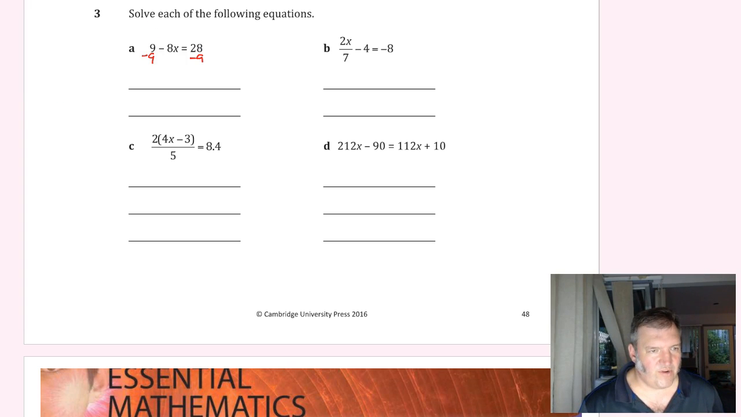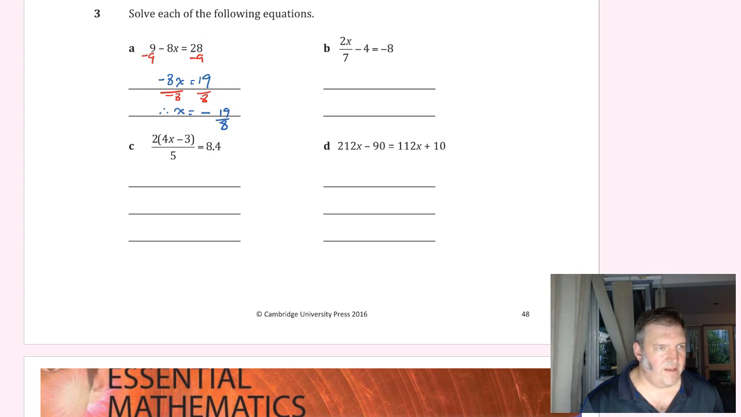Show my working, keep track of what I'm doing. On the left hand side I now have negative 8x, and on the right hand side 28 minus 9 is 19. Last step, what's the opposite of multiplying by negative 8? It's dividing by negative 8. So I divide each side by negative 8. Therefore, x is equal to negative 19 over 8.